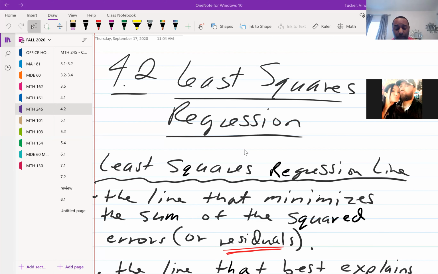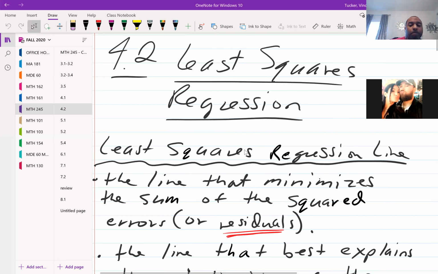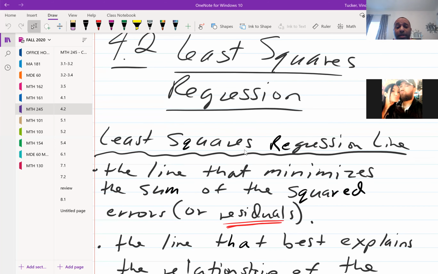Okay, last class we left off at 4.1. Here we have 4.2, the least squares regression. A least squares regression line is the line that minimizes the sum of the squared errors or residuals. Those terms can be used interchangeably, errors and residuals.